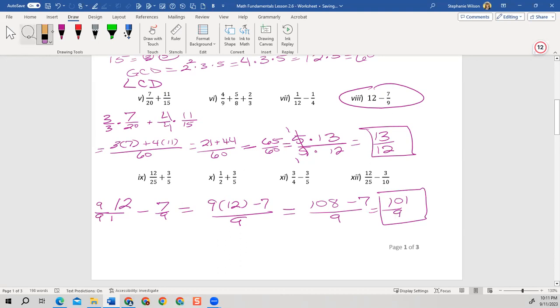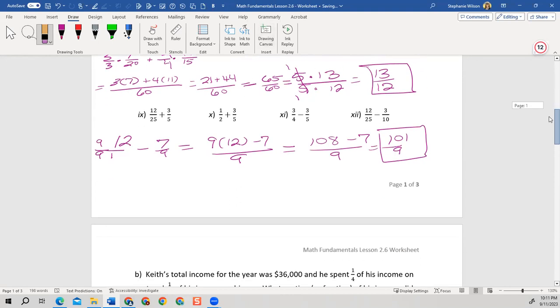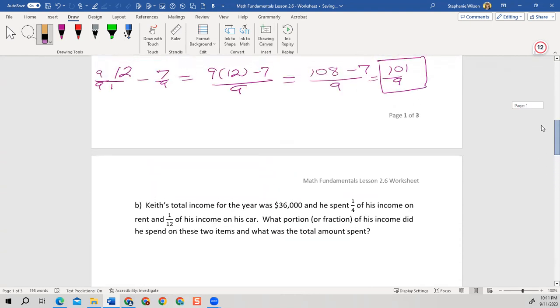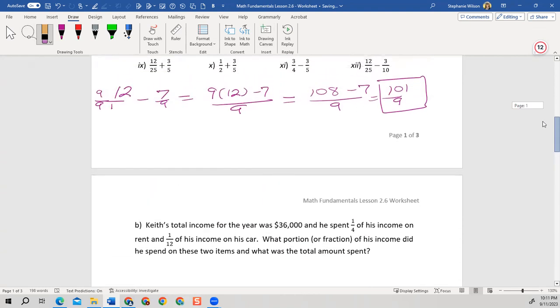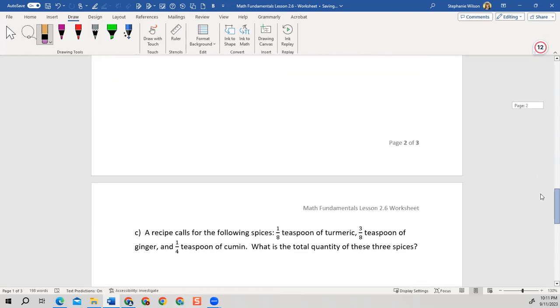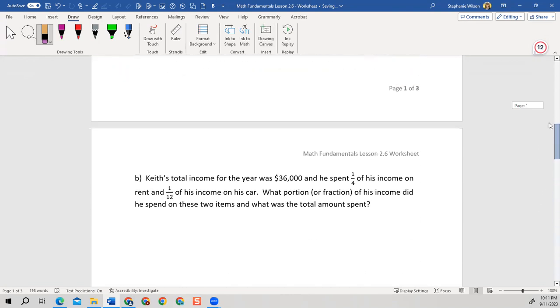Let me see if I have any more examples to go back and work. These are application problems, and I've worked this application problem out in our notes. So check it out. I've worked them out, so go check them out.